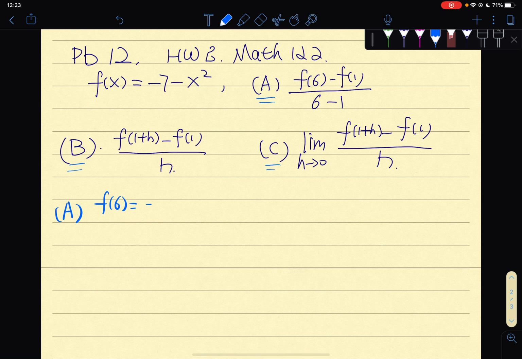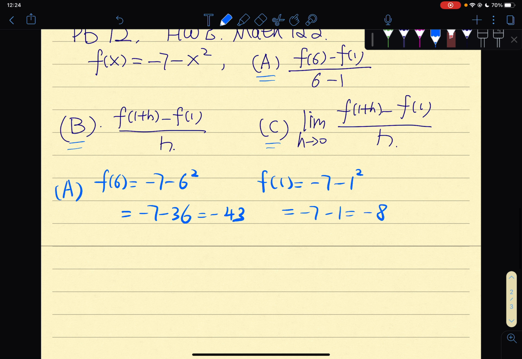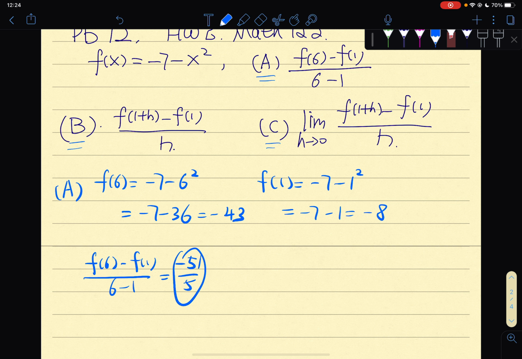It asks you what's f of 6, and then what's f of 1. Right, which is negative 7 minus 1 squared. So you end up with negative 7 minus 36, which is negative 43. Therefore, f of 6 minus f of 1 over 6 minus 1 is negative 51 over 5.